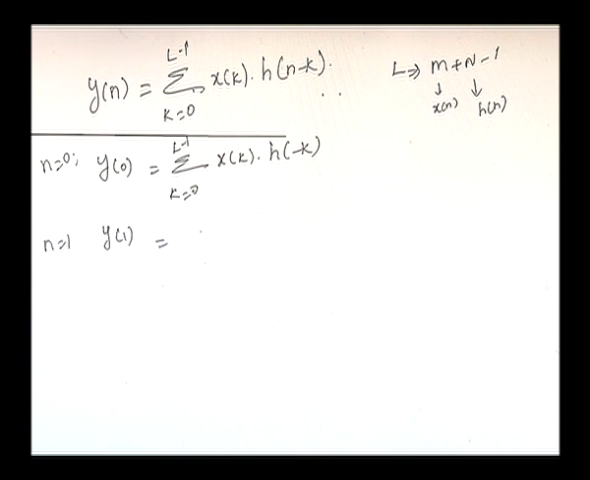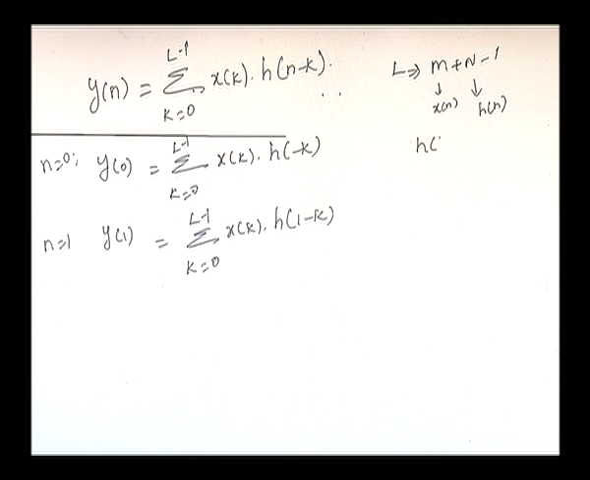So, y of 1 is equal to summation of k equal to 0 to L minus 1, x of k into h of 1 minus k. So, actually we have an x of k signal. How to generate the h of k signal? It is based on folding. Folding means with respect to 0.